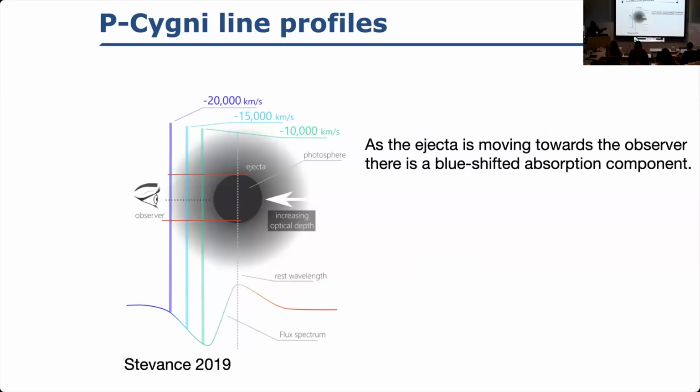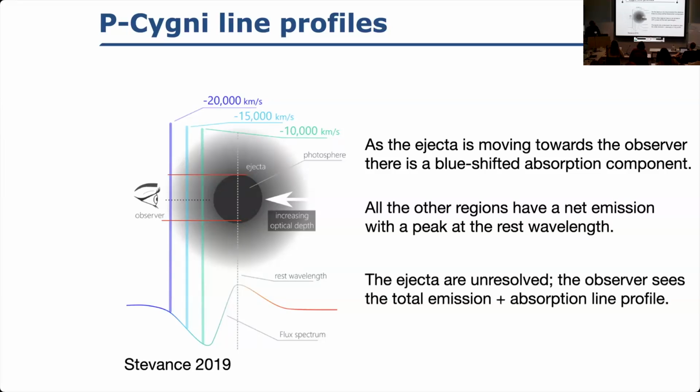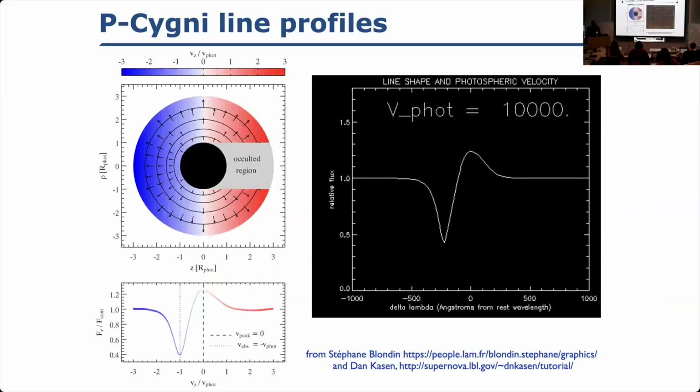So again, you can see these different slices through the ejecta, and that leads to the line profile that you see. Blueshifted absorption, net emission. And the sum is this profile.